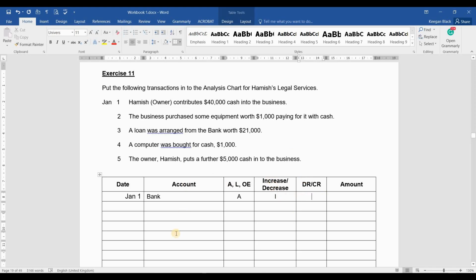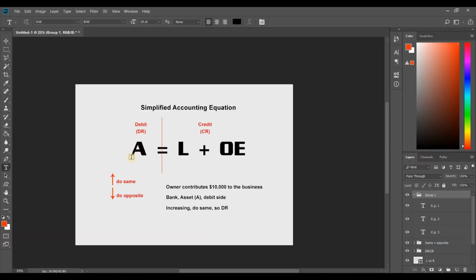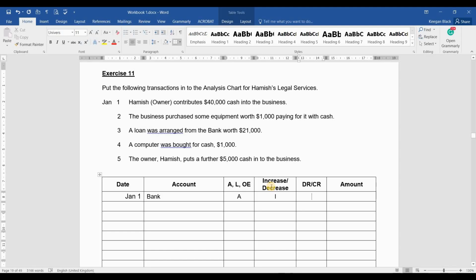Okay, and this is the hard part, right? So bank is an asset that is increasing. So it's an asset, it's on the debit side. If it's increasing, I do the same. So that means I'm going to debit it, DR. How much for? Well, up here it says $40,000 cash.